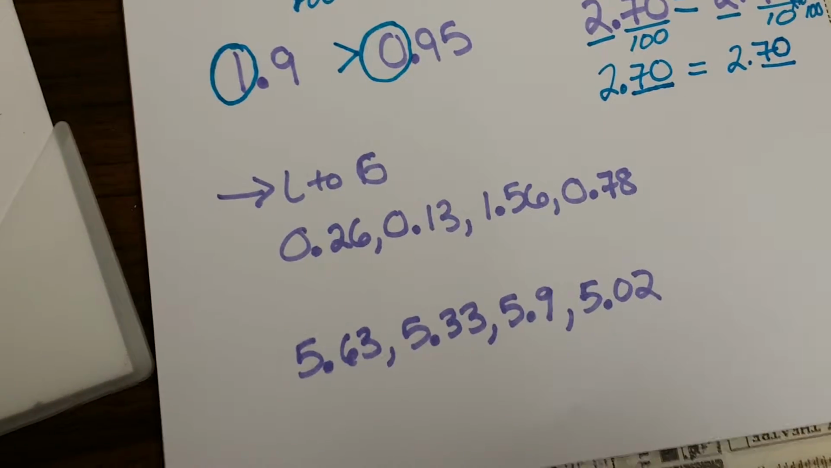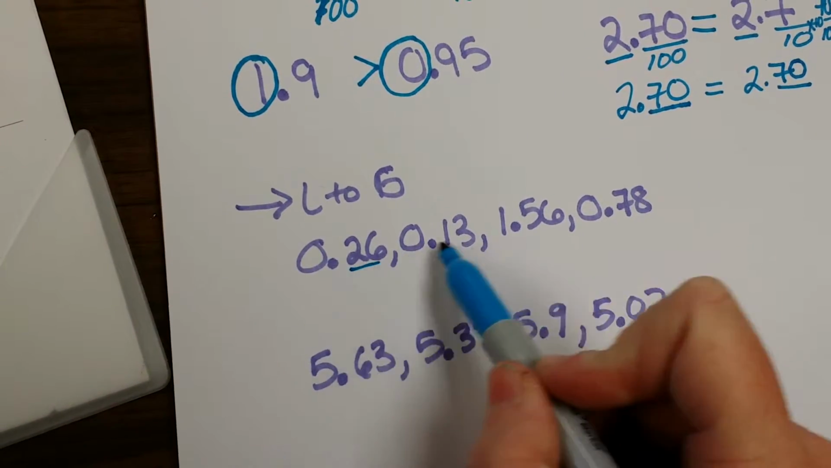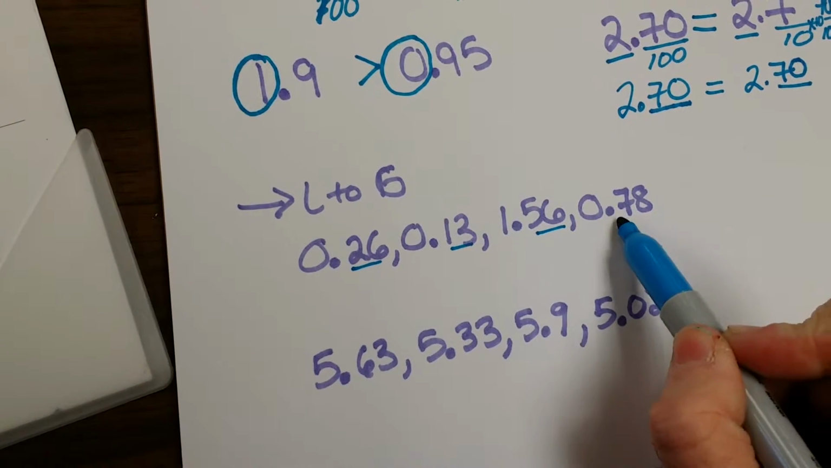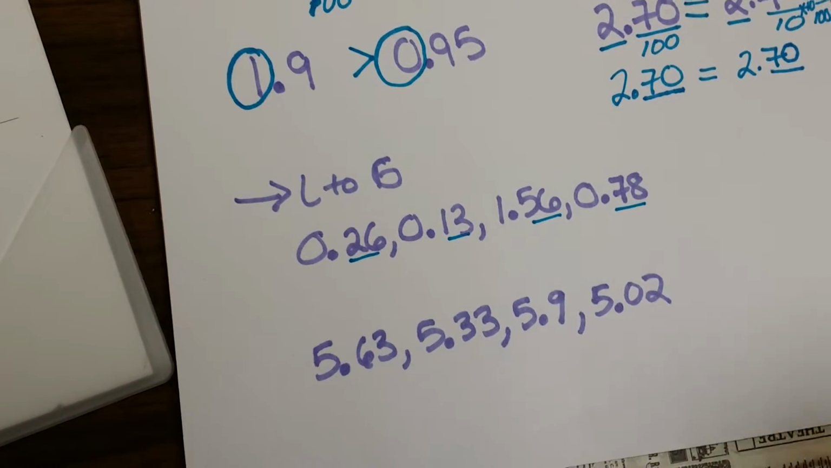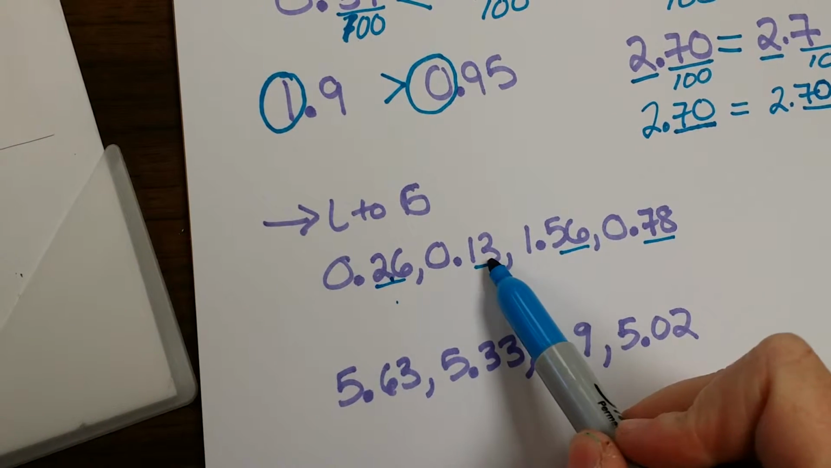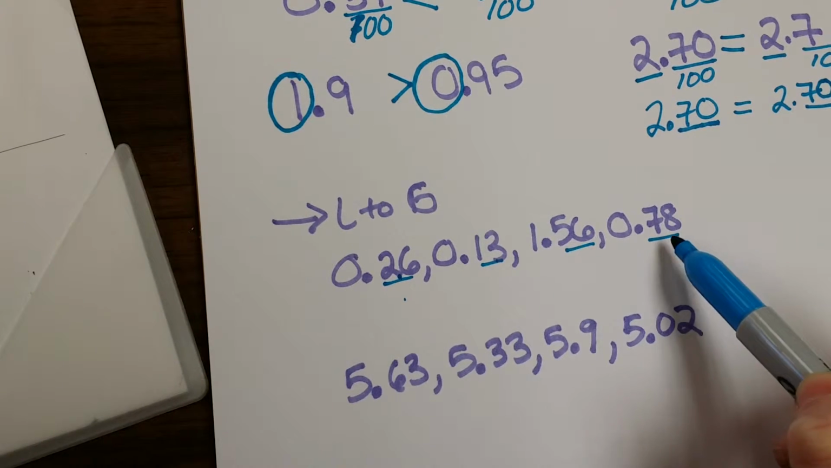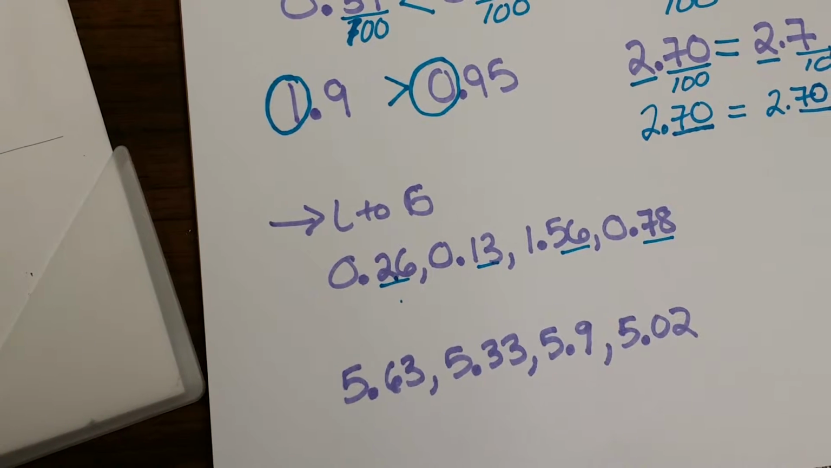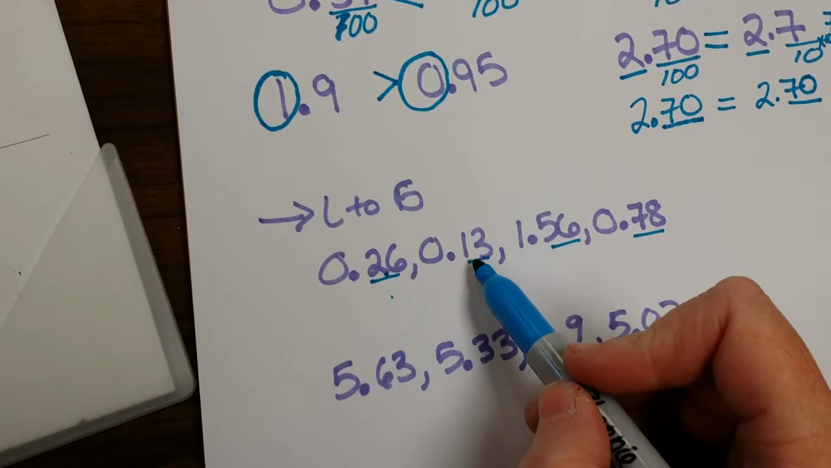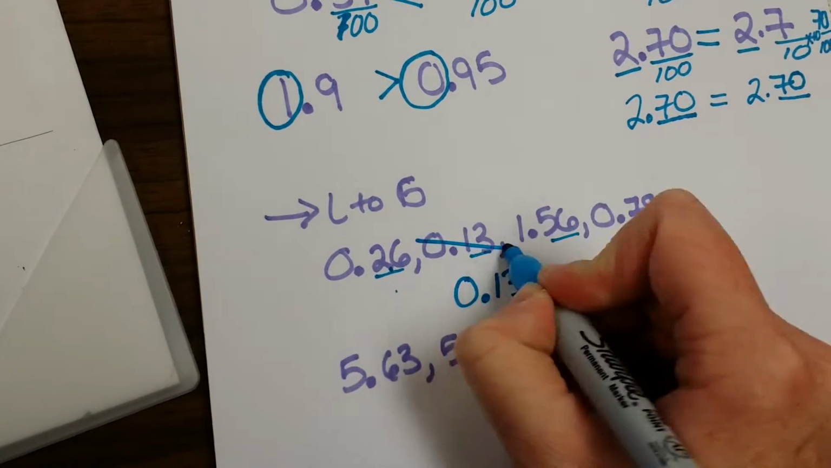Let's look at these down here. We're going to compare these. All of them have 2 digits behind the decimal, so we're comparing apples to apples. We're going to go from smallest to greatest. Think of it as a fraction. Is 26 out of 100, 13 out of 100, 1 whole and 56 out of 100, or 78 out of 100 the smallest? Which one would be the smallest? Well, 13 out of 100 would be the smallest, so that would be our first one.